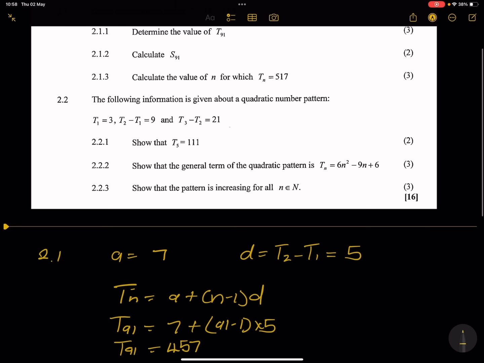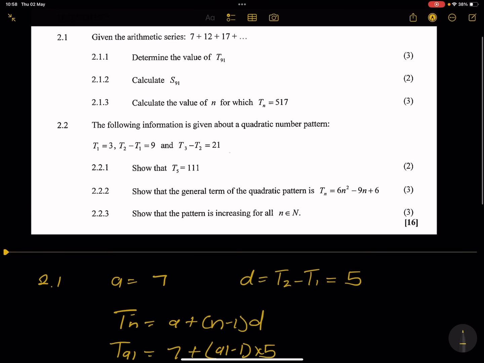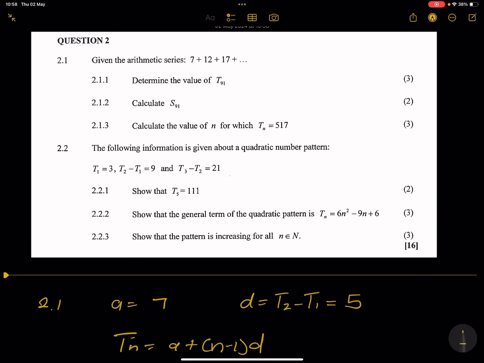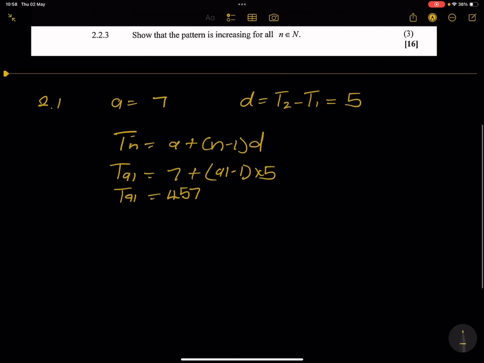They say calculate the value of n for which Tn is equal to 500. Oh, actually, I skipped a question. They're looking for S91, right? So in this case, I'm going to do this in the easier version of the sum formula. That's n over 2 into A plus L. This is the formula that we use when we've got the last term. And where do we have the last term? We know it. It's T91, isn't it?